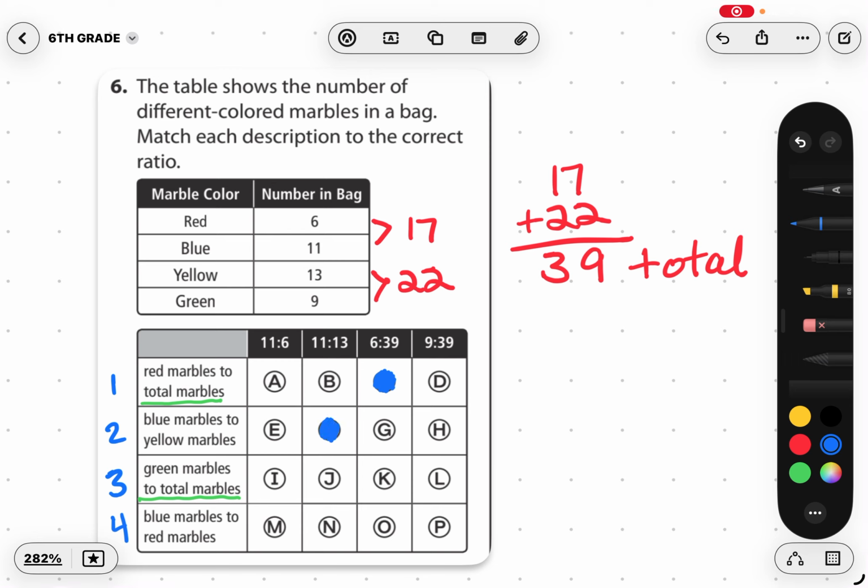Now we want green to total. There are 9 green and 39 total. So we want 9 to 39, which would be L. And then the last one, blue to red. There are 11 blues and 6 reds. So we want 11 to 6. Not 6 to 11, but 11 to 6.